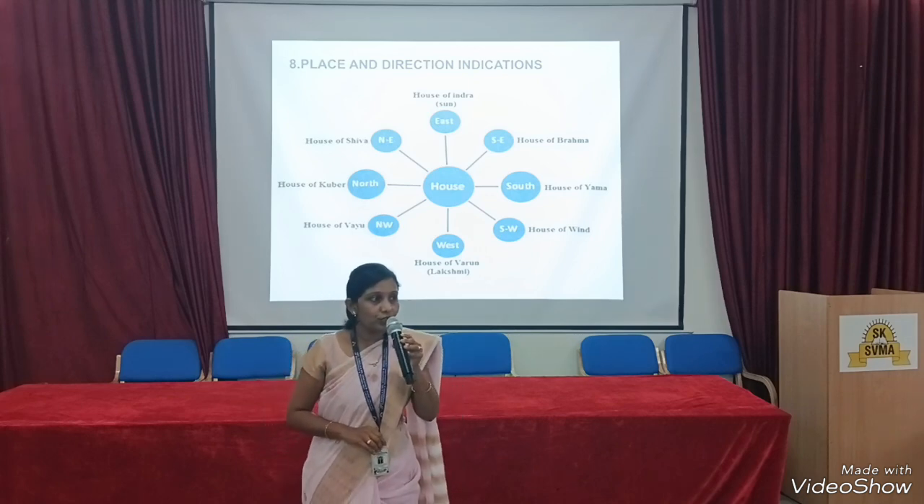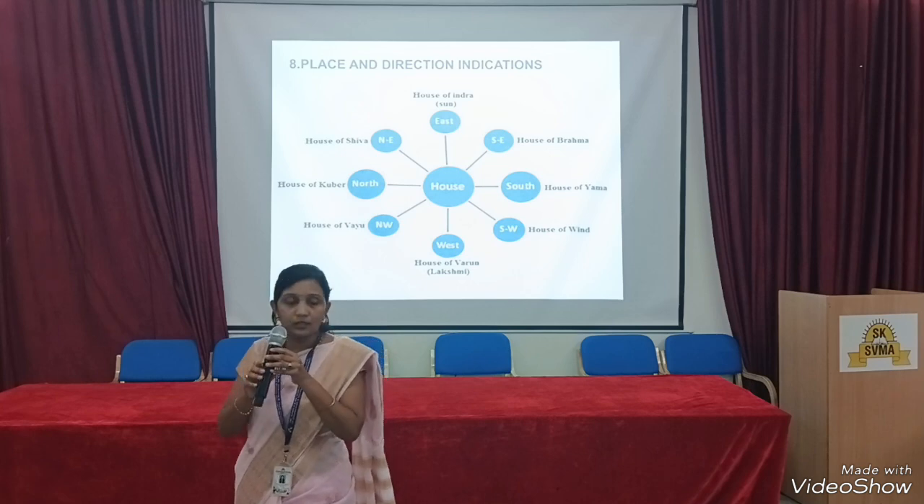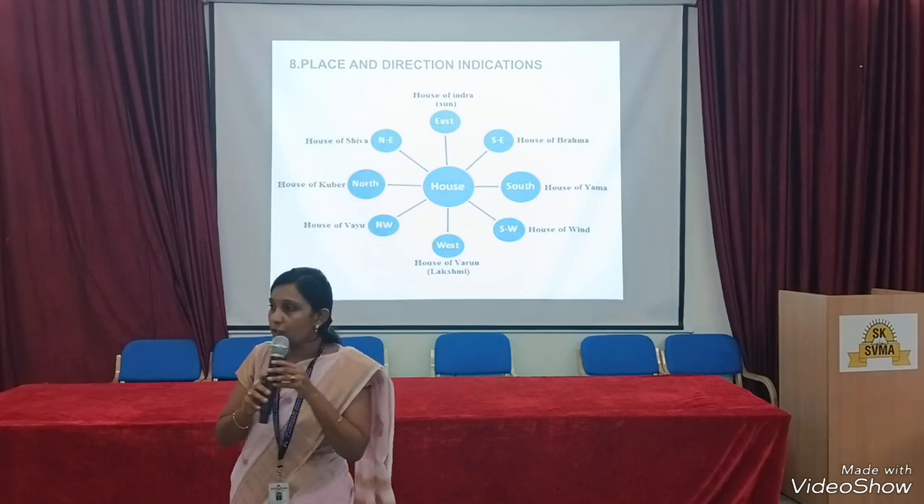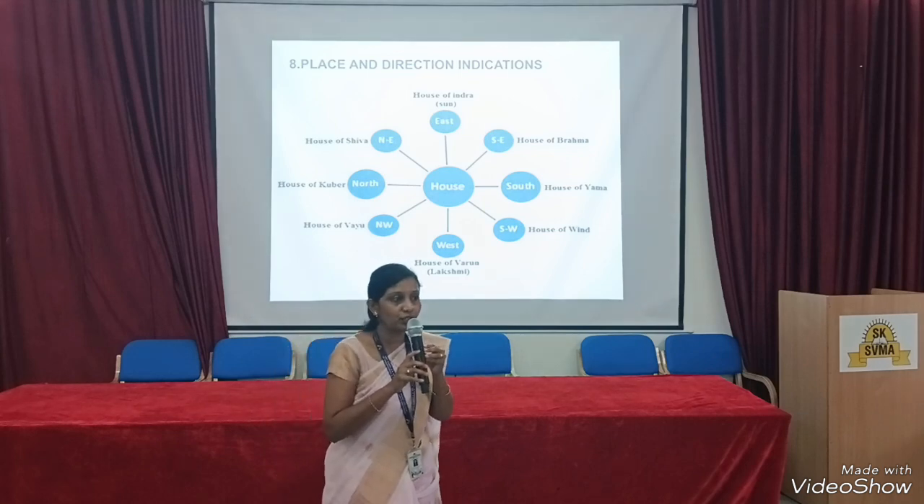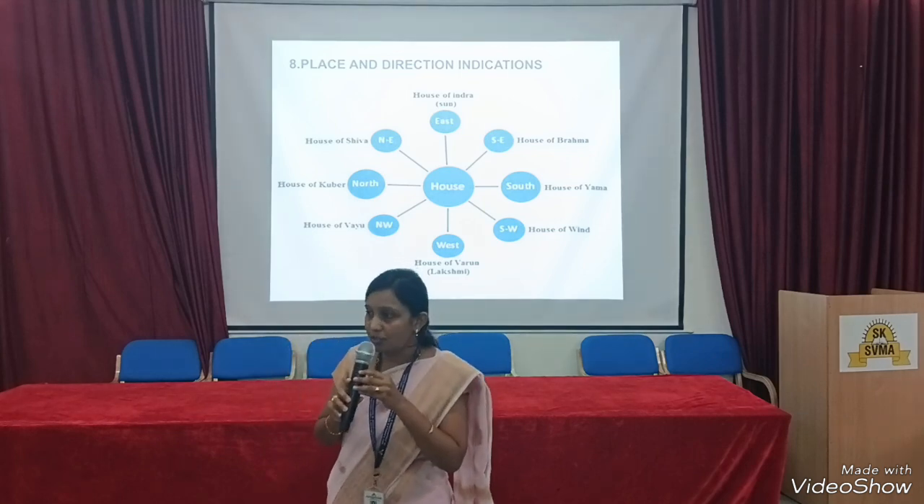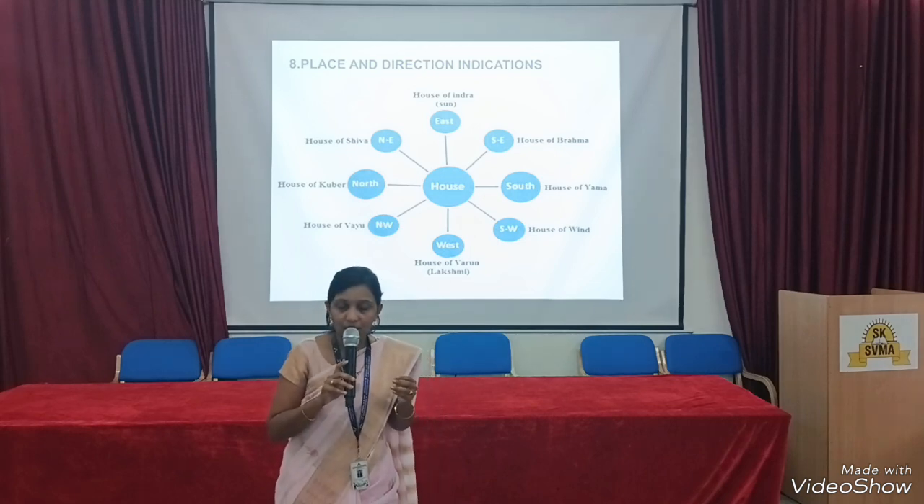If you want to search for a rent house, first you search for the main door. So always the main door should be in the direction of east. It is the preferable one. Okay. So east direction. Why is it the east direction?